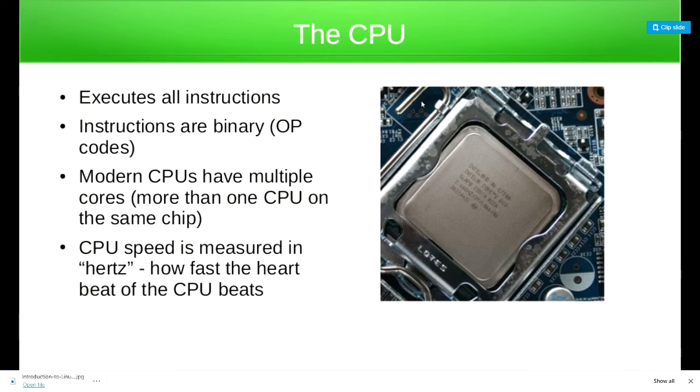Let's start with the CPU. The basic function of the CPU is to execute all instructions. It doesn't just execute; the instructions are binary, or they call these opcodes, or operating code. Next, modern CPUs have multiple cores, more than one CPU on the same chip. CPU speed is measured in hertz, how fast the CPU ticks. Sometimes they call it megahertz, gigahertz, terahertz. That is where your CPU speed is measured.